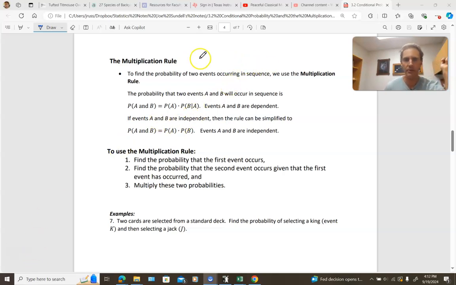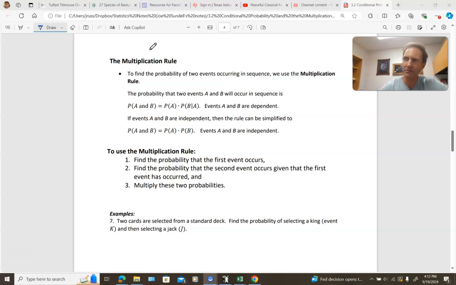Alright, welcome back guys. We're going to finish up section 3.2 on conditional probability. Now we're going to look at the multiplication rule, and this is really the same rule that we've seen before, except it's in the context of probability in this case.